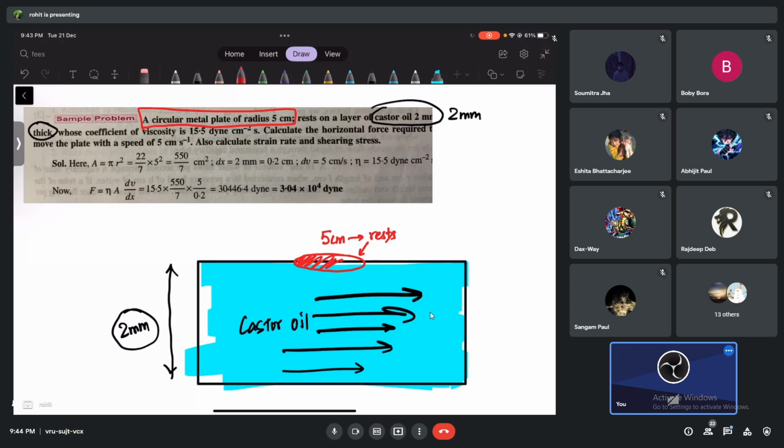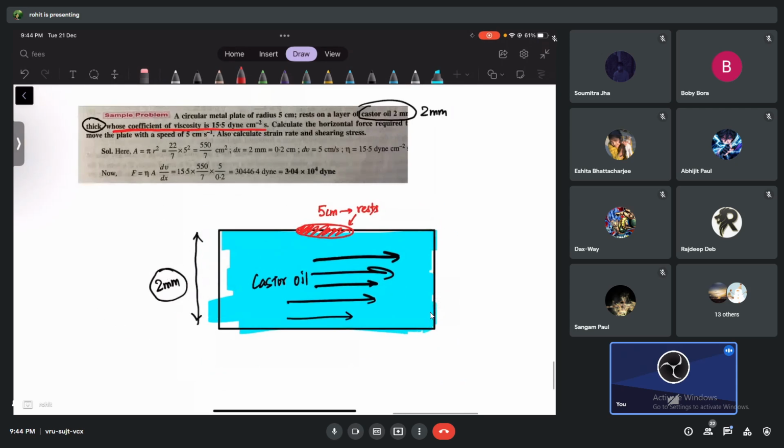This is the circular metal plate. I think you are fine till now. Now the question also says the coefficient of viscosity. Let me just mark that part. The coefficient of viscosity is this much for this castor oil, of course. Let me write it down there also: 15.5 dynes centimeter minus 2 seconds. Okay, this is what we got.